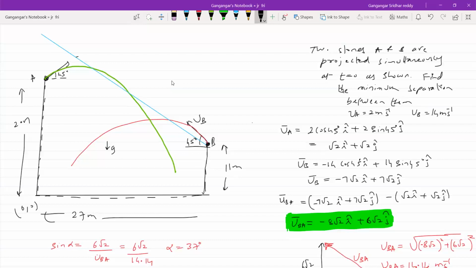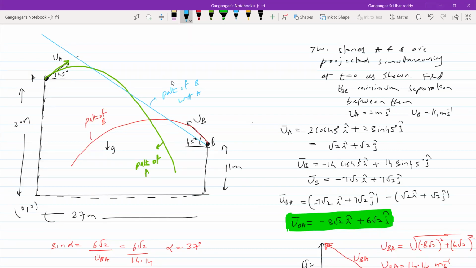This diagram, the blue color line is what? Very important. What is the path of B with respect to A? So what is the green color one? Path of A. Red color one, path of B. The blue color one, path of B with respect to A. Okay, got it now? So I think now we are in a better position.